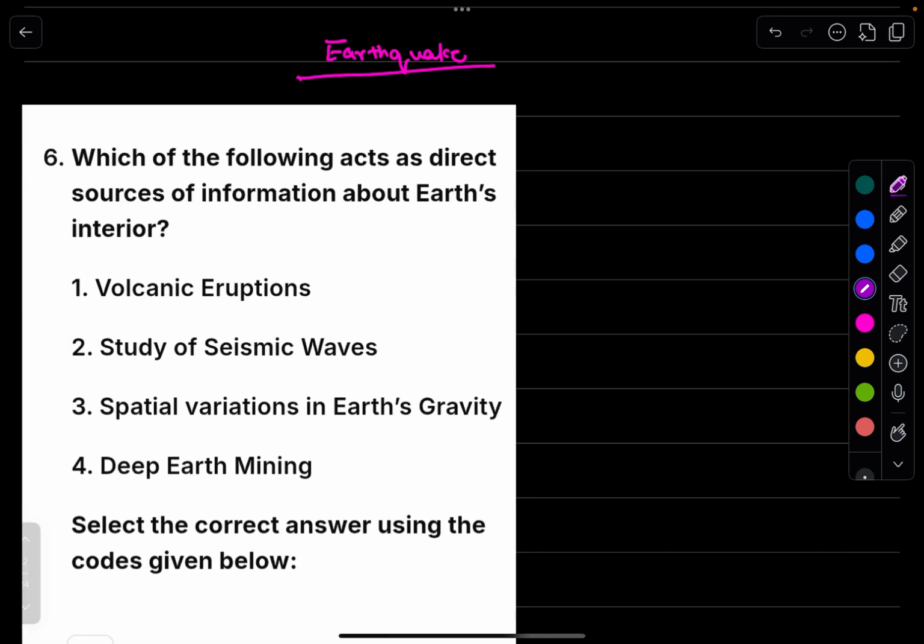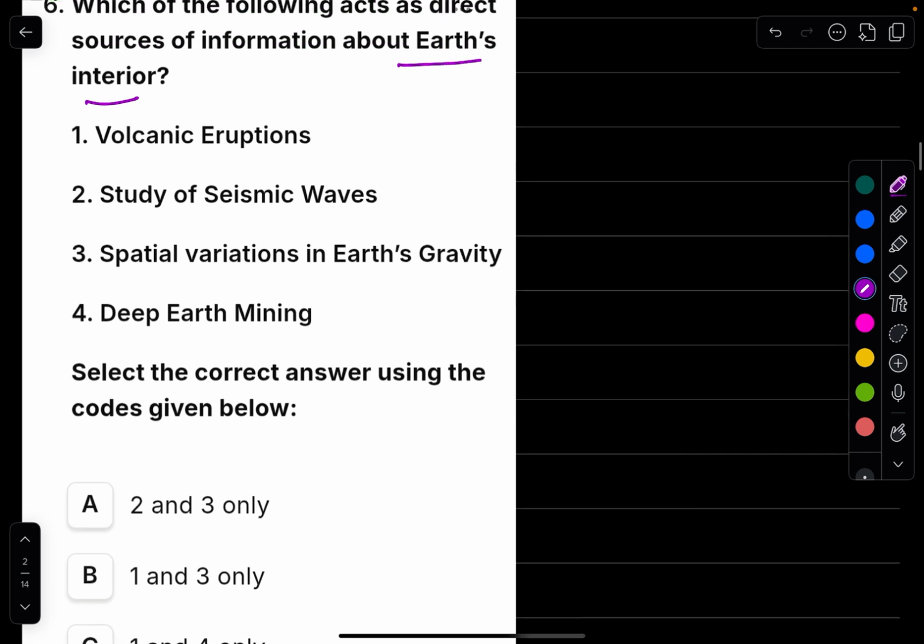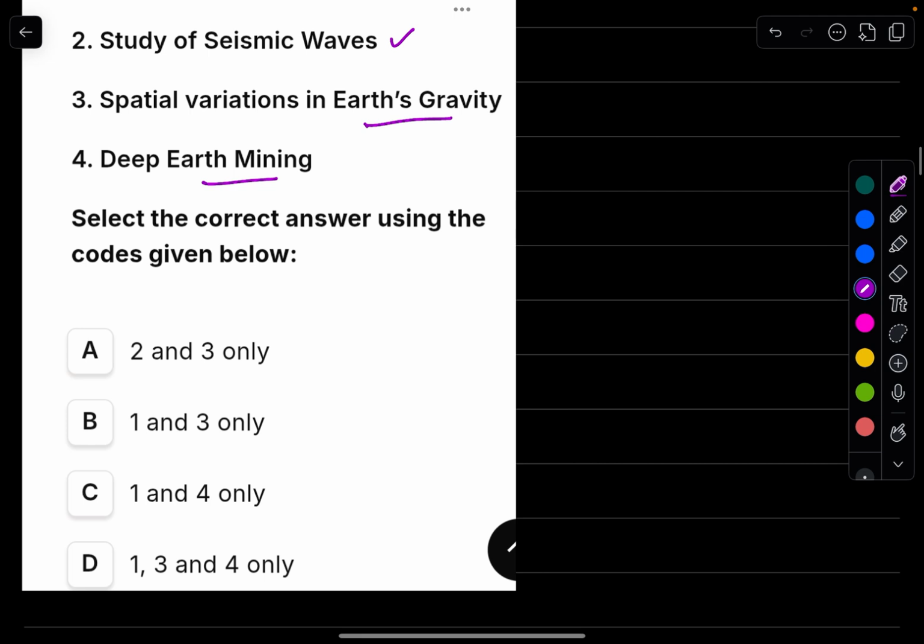Let's talk about this question first. Which of the following acts as a direct source of information about the earth's interior? There is a total segment in NCERT geography which talks about this. So: 1. volcanic eruptions, 2. study of seismic waves, 3. spatial variation in Earth's gravity, or 4. deep earth mining. You have to select the correct answer using the codes given below: 2 and 3 only, 1 and 3 only, 1 and 4 only, or 1, 3 and 4.